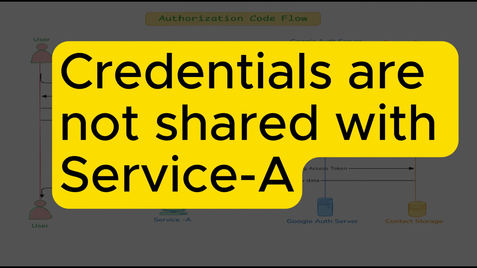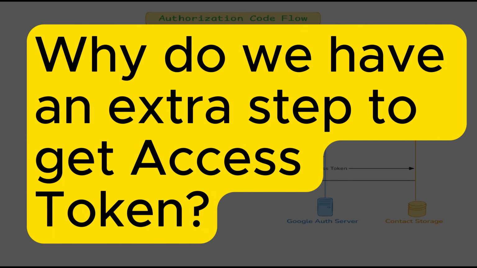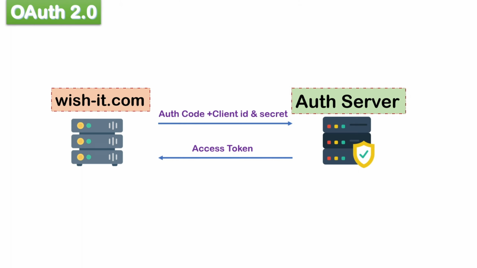Now you might be thinking, why do we have this extra trip to get an access token when we already have the authorization code with us? This extra step is added to make sure that only a valid third-party application is trying to access the user data. Because the third-party application needs to send their client ID and secret along with the authorization code to get a valid access token. This verifies that the request comes from a legitimate client.